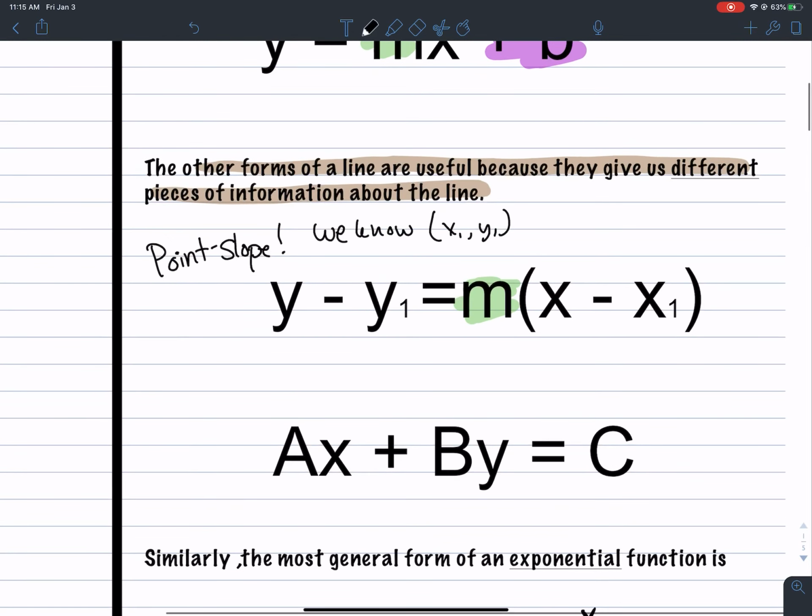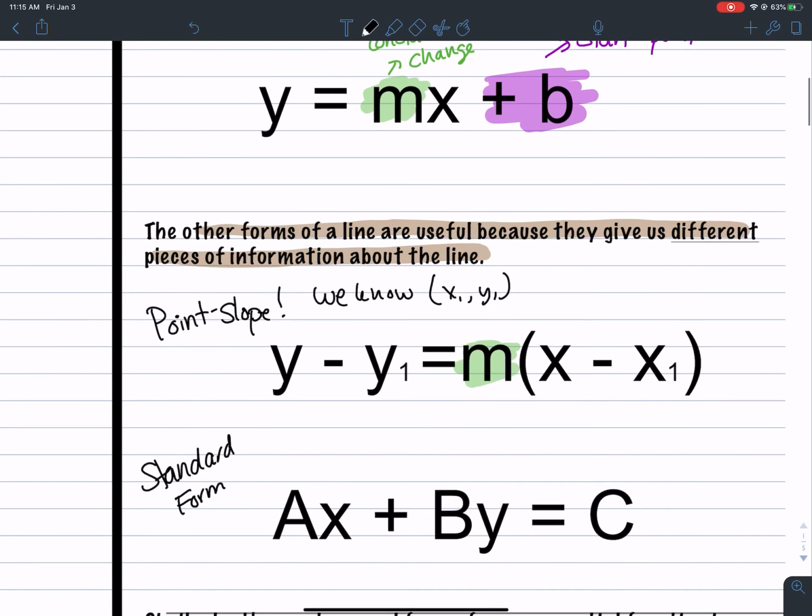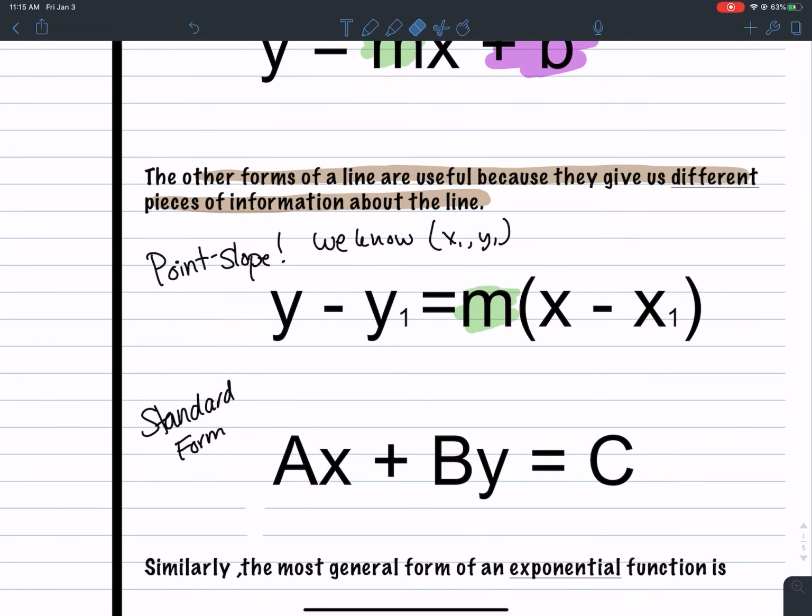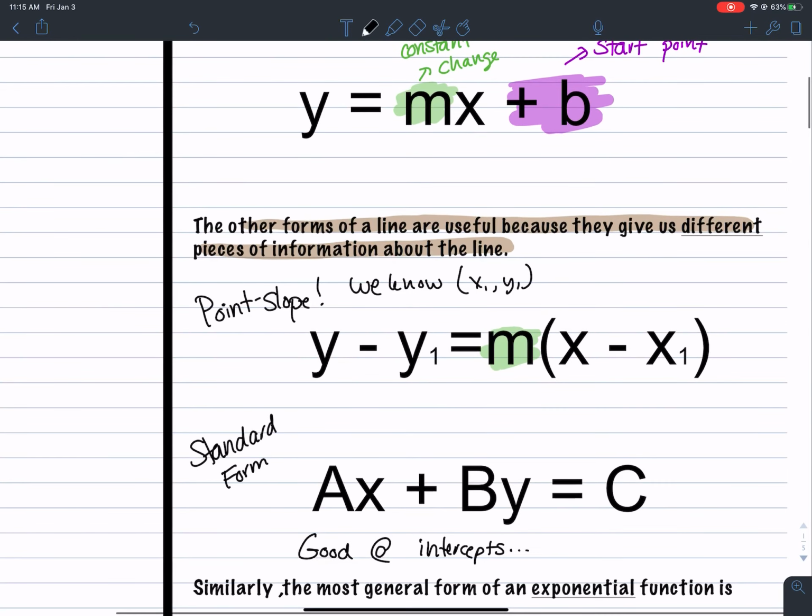If we look at this form, which we know as standard form, standard form actually doesn't tell us the slope by looking at it, but what this is good for, as we've learned before, is things like the intercepts. It's also good for real life problems. So we have different forms of a line. It starts with that general one, and from that general one, we could break it down into other forms that tell us other information.